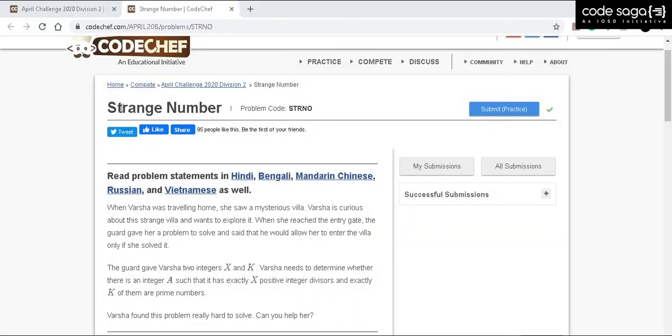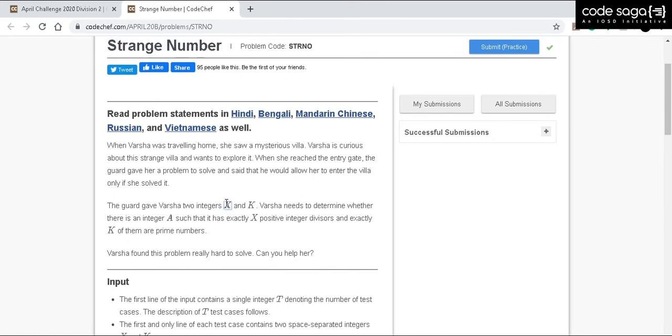and that will be your answer for this question. So the third question is strange numbers. We are given two numbers, x and k. What we need to determine is if there is an integer a that can exist with exactly x positive integer divisors, that is x factors, of which exactly k are prime.